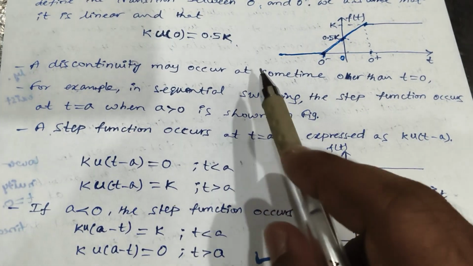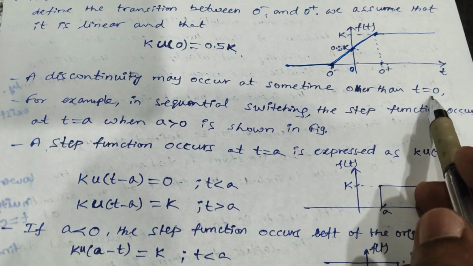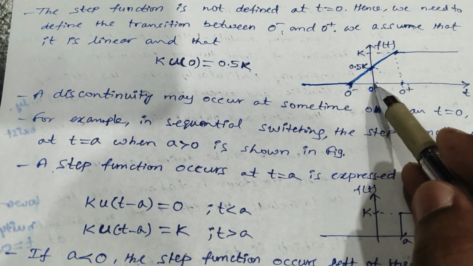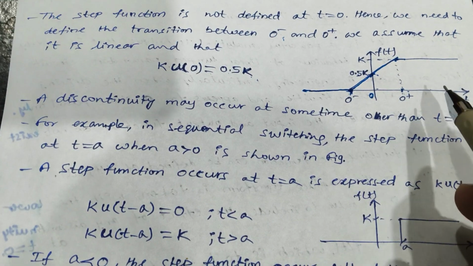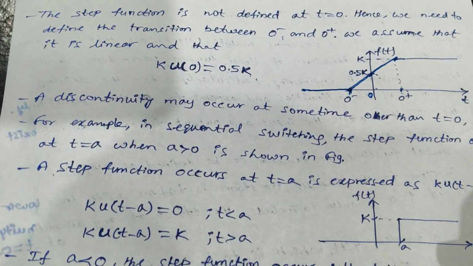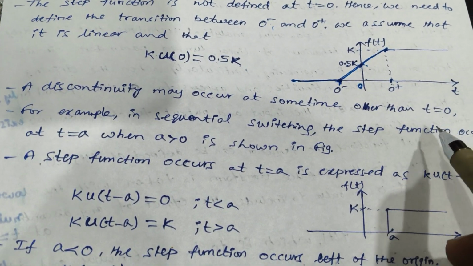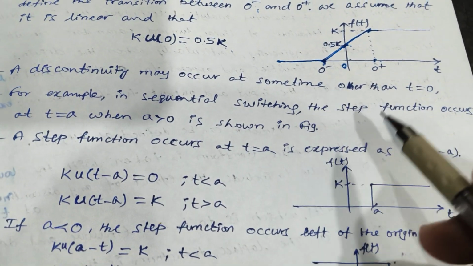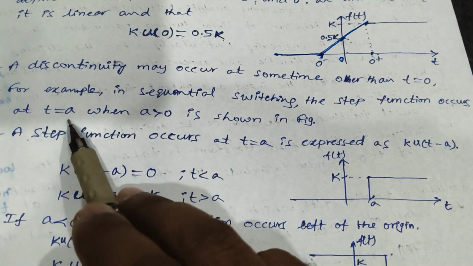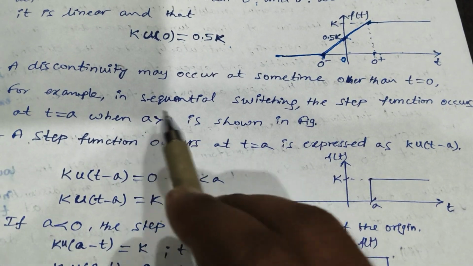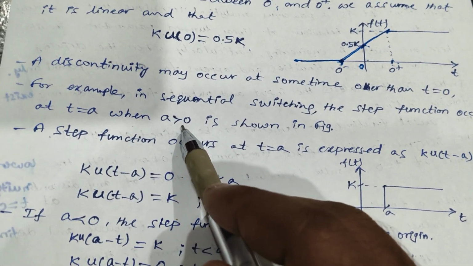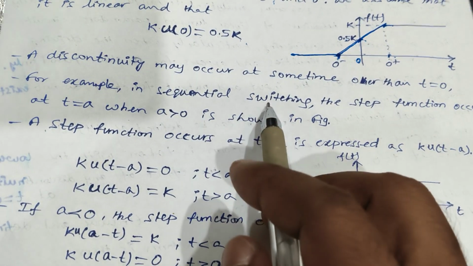A discontinuity may occur at times other than t equal to 0 also. The switch is not always closed or opened at t equal to 0. Sometimes after some time, say at t equal to 2 seconds, another discontinuity may occur. For example, in sequential switching circuits, the step function occurs at t equal to a, where a is greater than 0, that is a equal to 2 seconds or a equal to 5 seconds. This kind of situation may occur in sequential switching circuits.